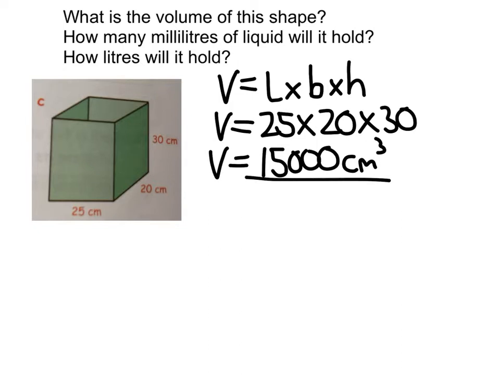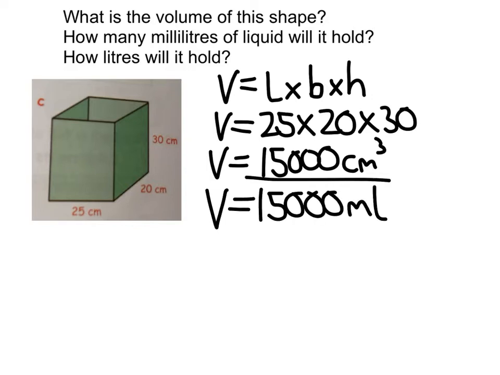Next, it wants to work out how many millilitres of liquid it will hold. Well, 1 millilitre is equal to 1 centimetre cubed. So if I have 15,000 centimetres cubed, I also have 15,000 millilitres.